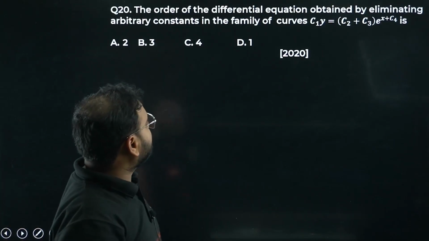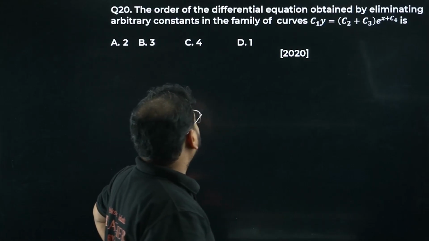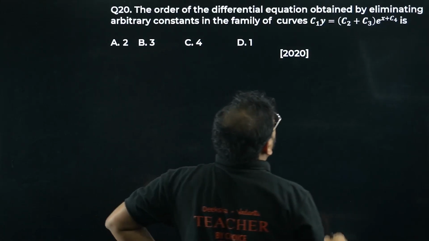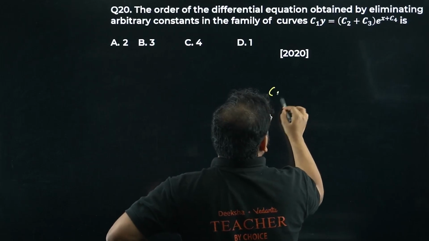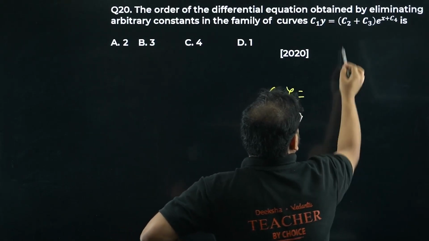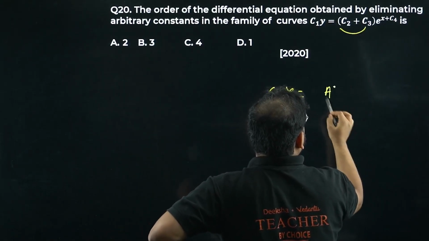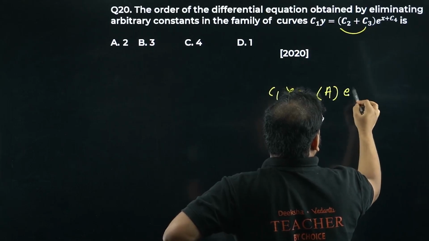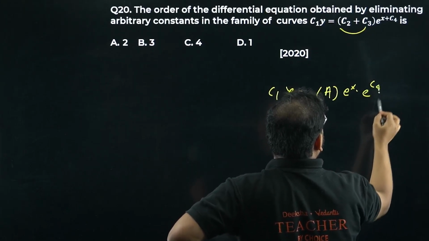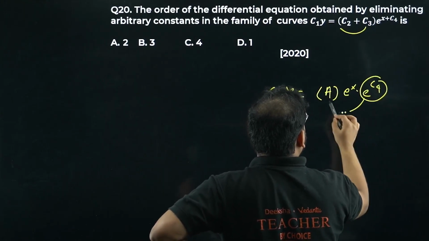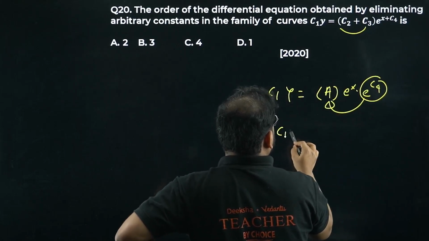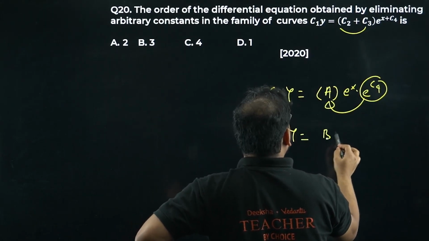20 now. The order of the differential equation obtained by eliminating constants. Okay, so please check. I can write this as c1 y equals to simply one constant a, and it will become e power x into e power c4. I can write e power c4 and a as one constant. So right here c1 y equals to simply b e power x.